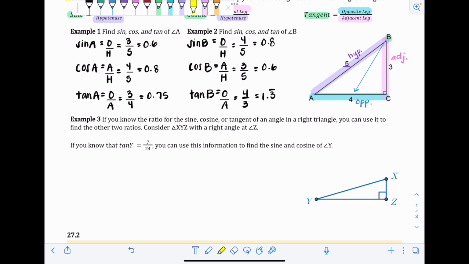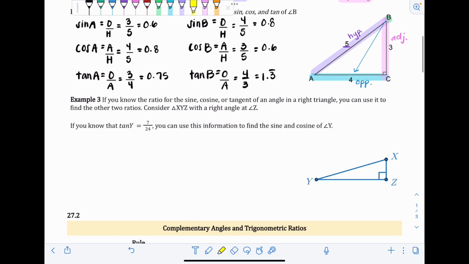So I'm going to rewrite the ratio that we know. So tangent of y is equal to 7 over 24. And then I'm going to use the formula for tangent to help me find missing values in my triangle. So tangent is opposite over adjacent.